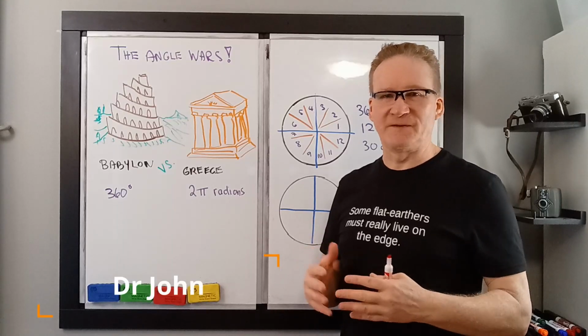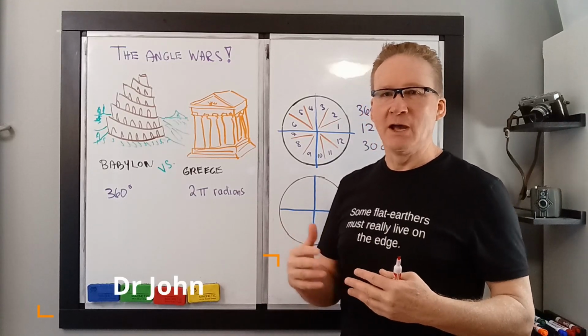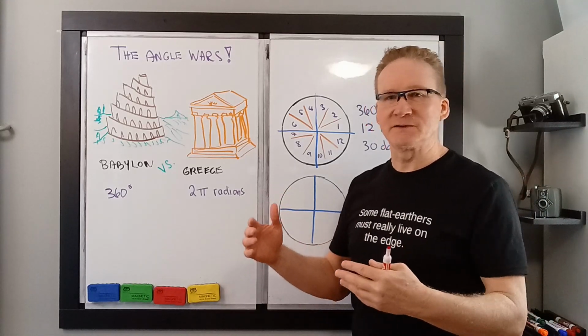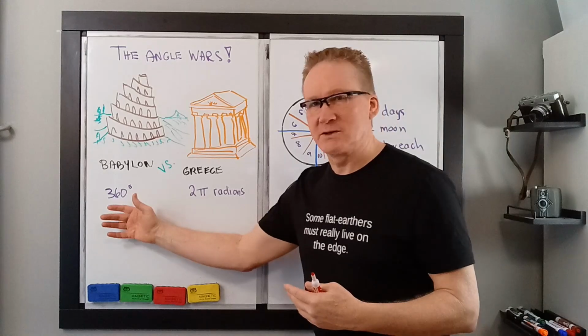Hi there, this is Dr. John, your physics and math professor, and today we're going to look at why we measure angles the way we do. I'm going to give you 3 possible ways to measure angles and give you some of the advantages and disadvantages of each. We'll start off by going way back to the Babylonians.